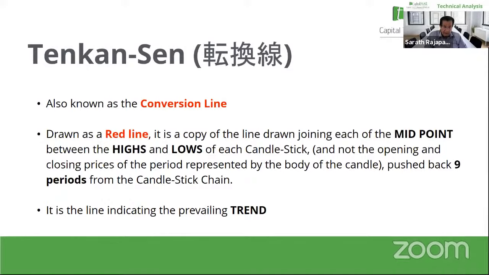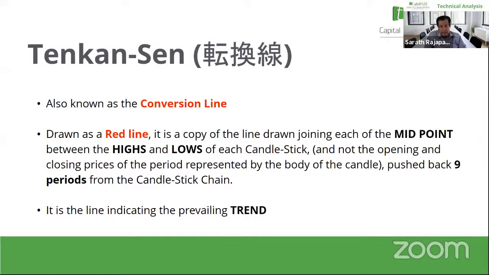Now, usually we take the line joining the opening and the close, but in Ichimoku, we'll use the line joining the midpoints between the high and the low of the candle, which are the ends of the shadow. The line joining the span between the top end and the bottom end of the shadow, right? That's the top end of the top shadow and the bottom end of the bottom shadow.